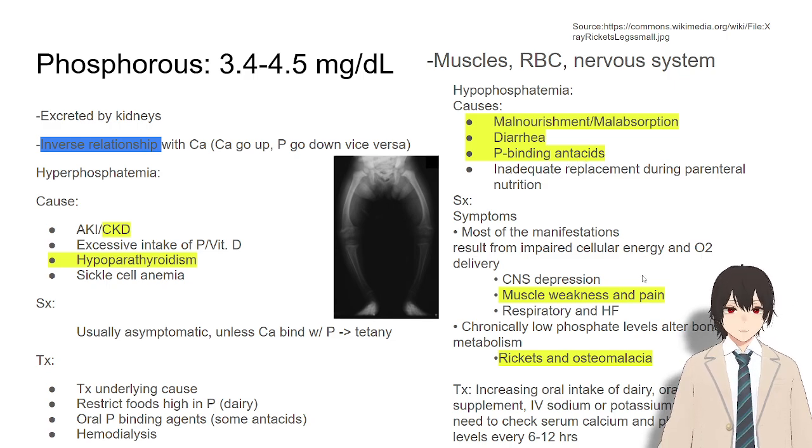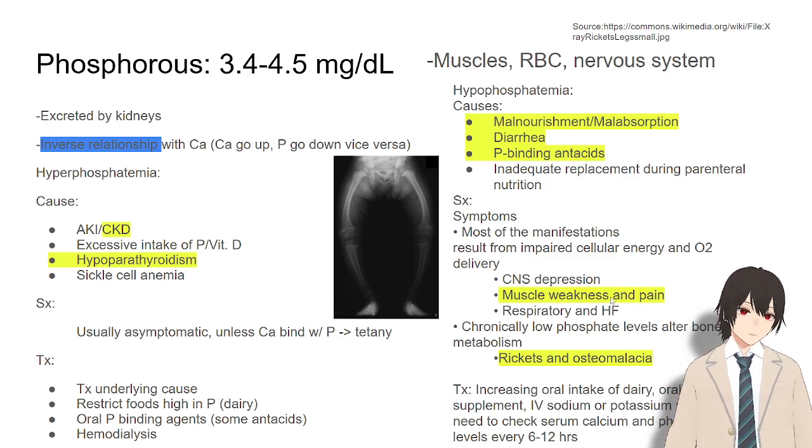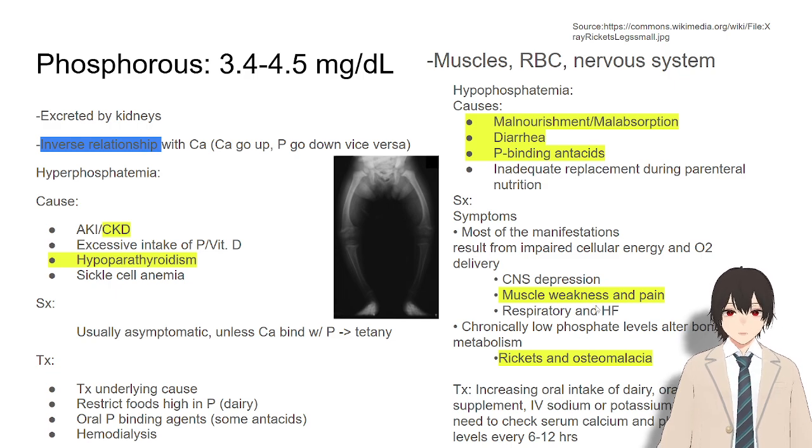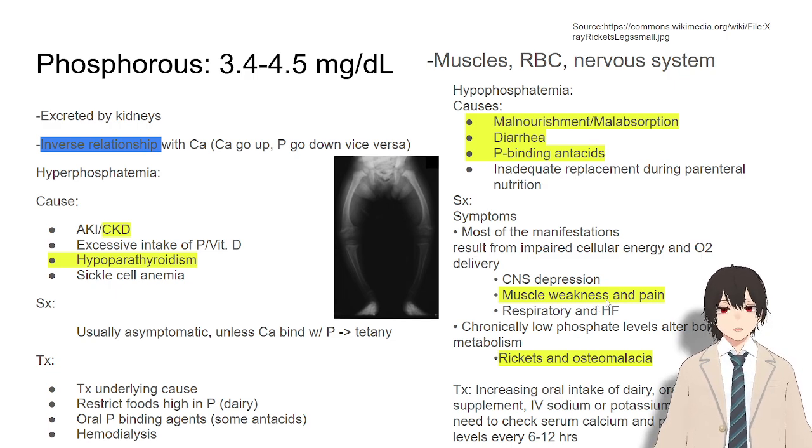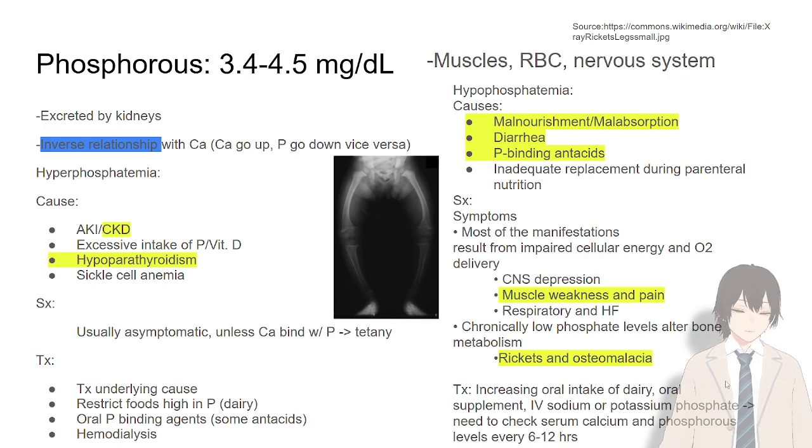The symptoms are also very vague, but the big one I want you guys to remember is rickets and osteomalacia. It causes bone problems, okay? But then again, this electrolyte was not tested very often at all.